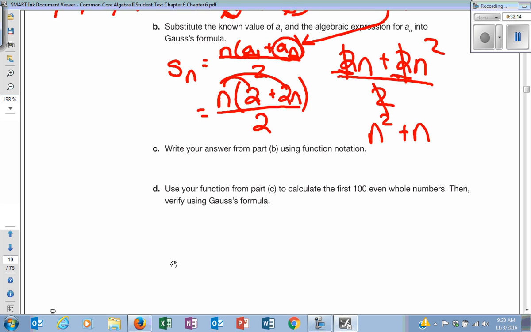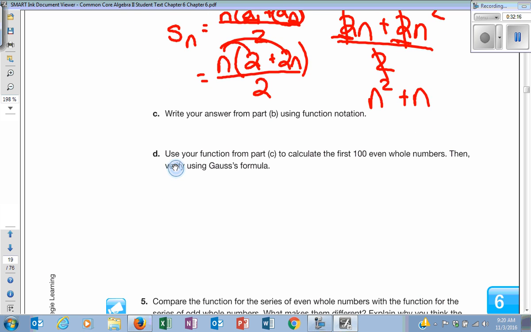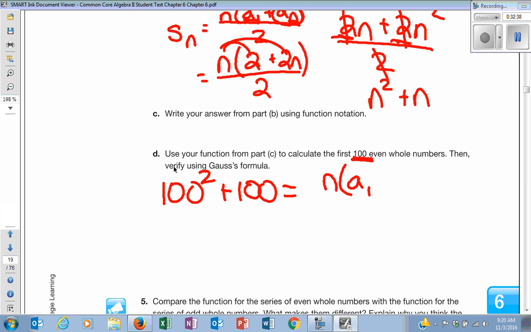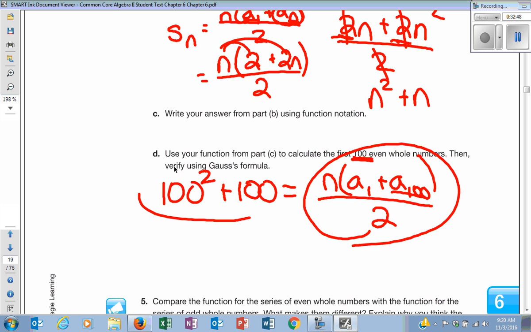So, if I use my function from right here, what I'm telling you is if you wanted the first 100 evens all added together, you could take 100, square it, and add 100 to it. That would be equivalent to using Gauss's formula the other way, where I do n times a1 plus a at 100, and now I actually have to calculate what a at 100 is and divide it by 2. So I want you to try that for homework. Try verifying this is equivalent to this.